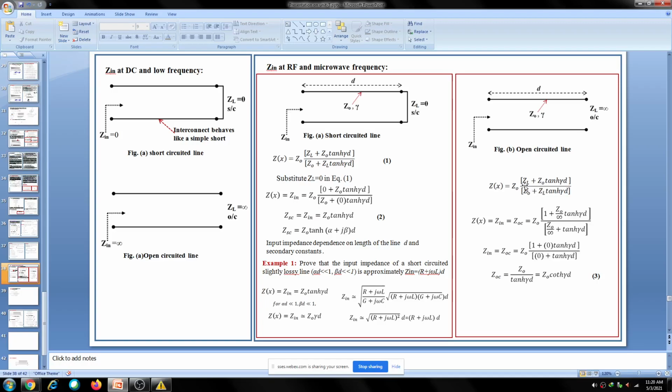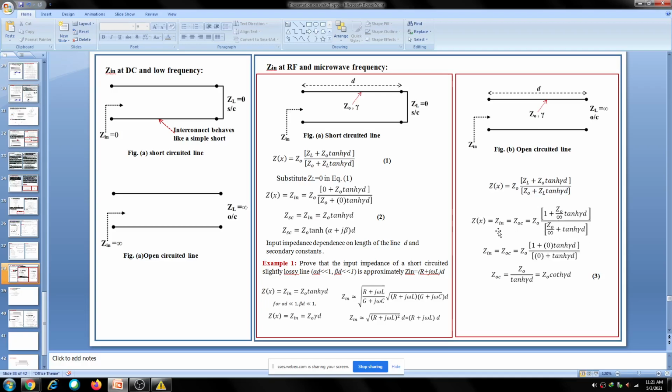But what if ZL is equal to infinity? You cannot substitute ZL directly here. What we have to do is take this ZL outside, in the numerator and denominator. Then it becomes ZL here also. Then what do you get here? Z naught divided by ZL, Z naught divided by ZL, and here is 1 tan hyperbolic gamma d.